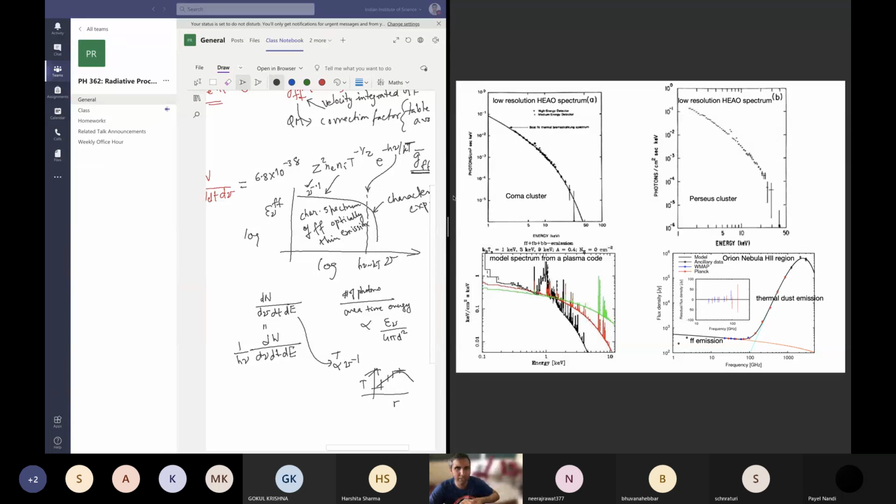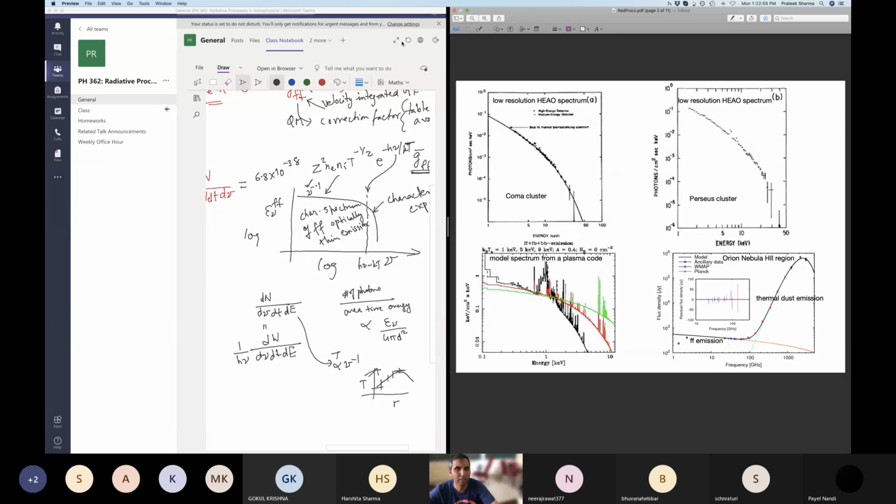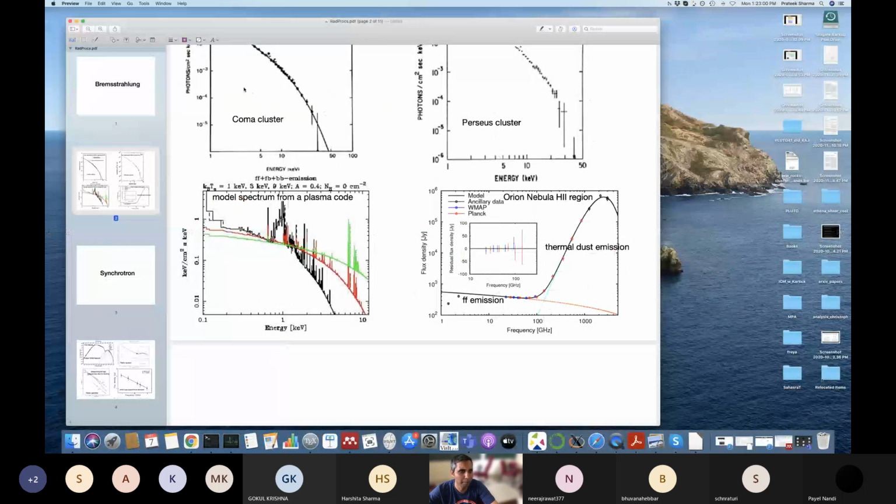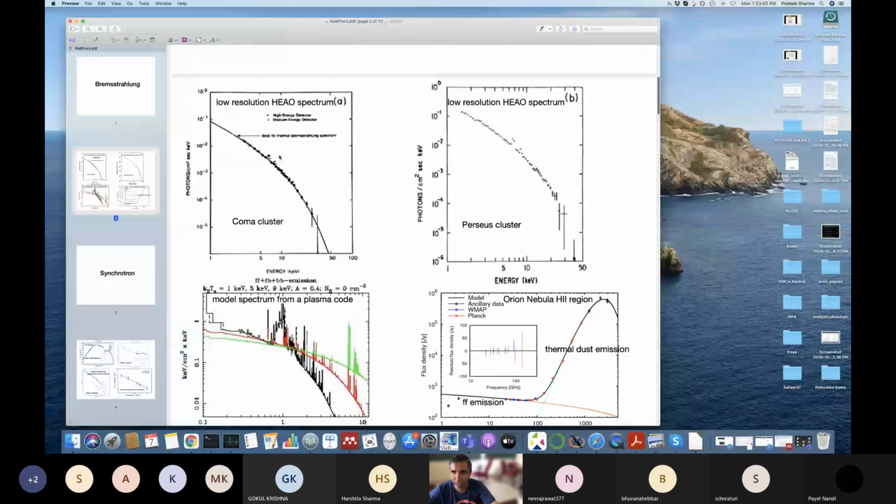I wish I could annotate these figures. How do I annotate this?